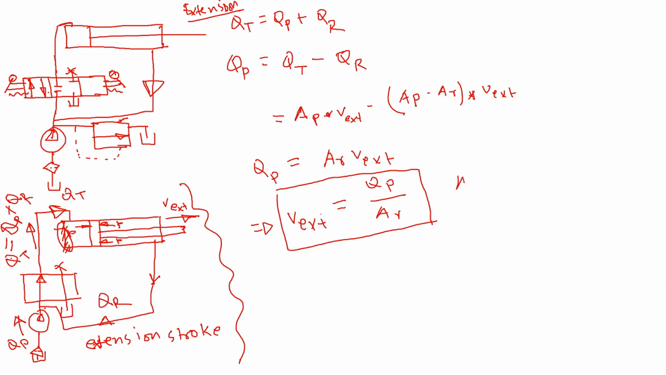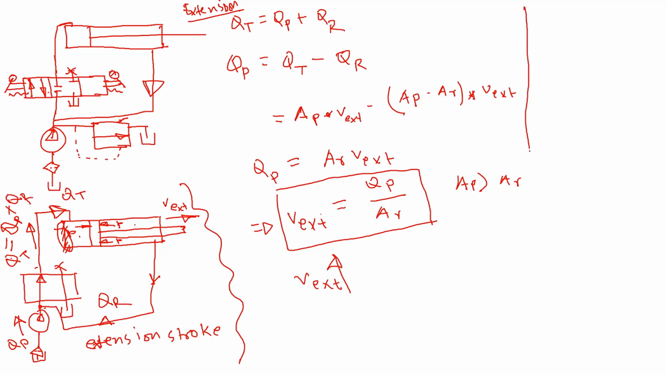Now the piston area is larger than the rod area. So as you can see here, the velocity of extension increases in the regenerative flow. However, the power does not increase. Now in a regenerative circuit, because the return line is connected right after the pump, if we ignore the losses in the four-way directional valve, then we'll have basically the same pressure on the rod side and also on the blank side.